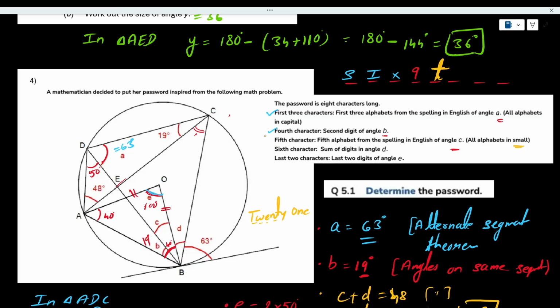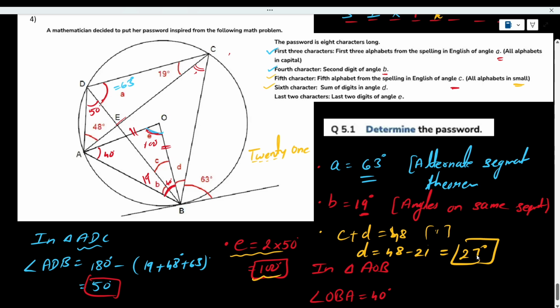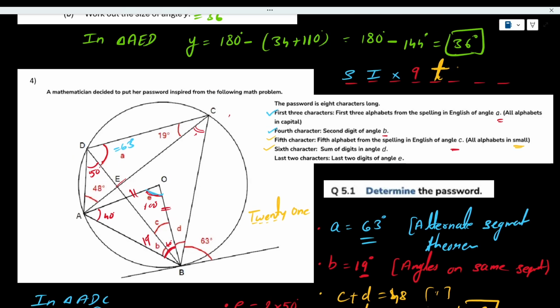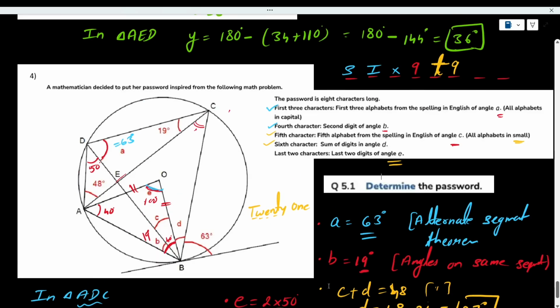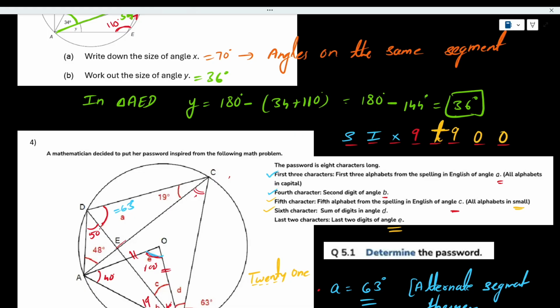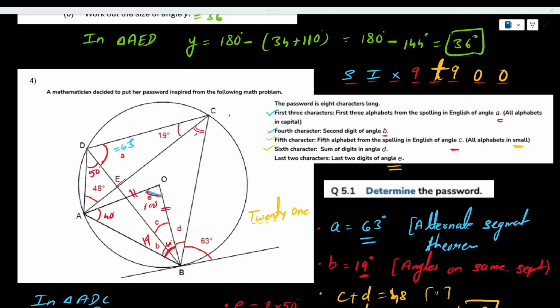And then after that, sixth character is the sum of digits in angle D. Now how much did you get for angle D? 27, and the sum of digits 2 plus 7 is 9, right? So here you will write down the next place 9. Now the last two characters are the last two digits of angle E. Now angle E, we got it as 100 degrees, so it is going to be 0 and 0. So this is going to be the password. Mathematician determine the password means this is going to be your password set by the mathematician.